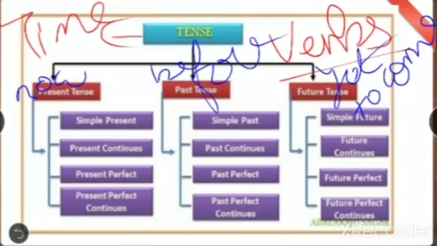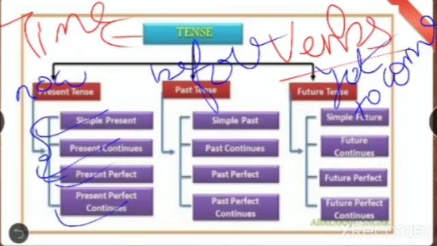Now in present tense also you have four categories. In past tense also you have four categories. In future tense also you have four categories. Okay, so simple present, present continuous, present perfect, present perfect continuous. Now these three we have already studied: simple present, present continuous, present perfect.